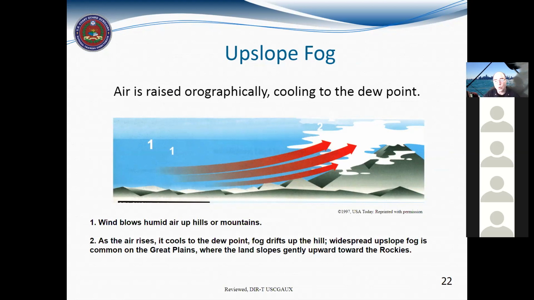So that air gets cooled to the dew point, and as the wind is blowing humid air up in the hills or mountains, as the air rises, it cools to the dew point, and now you've got fog drifting up the hill. Widespread upslope fog is common on the Great Plains, where the land slopes gently upward towards the Rockies. So if you've been out west, you may have seen this before. You may have seen pictures of it, but orographic lifting can cause upslope fog.